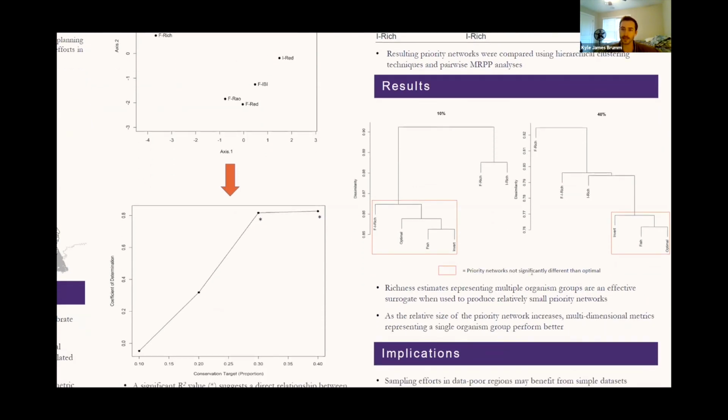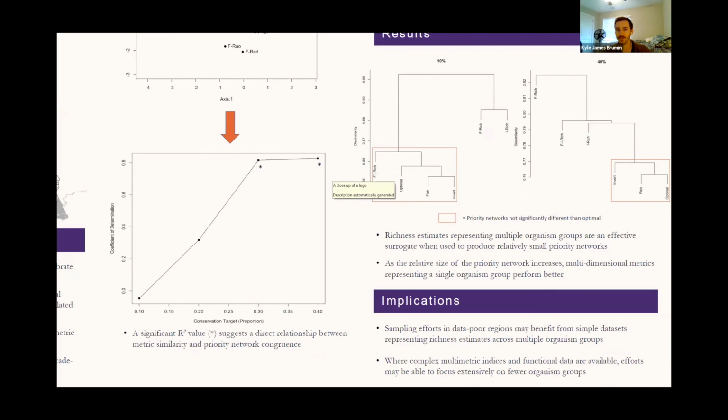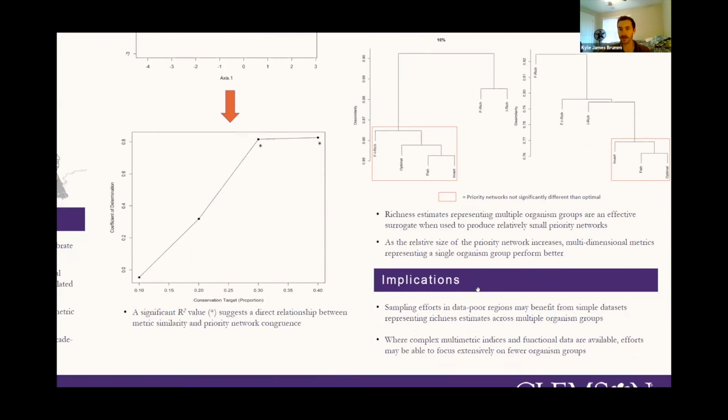And what we find is, again, so this 10% is going to be the smallest priority networks. And we find that simple richness estimates perform just as well as these complex multi-metric estimates. And everything within this box is statistically similar to that optimal scenario. So we would just say that those are pretty good surrogates. But then those richness estimates really tend to fall out when we get to those larger networks.